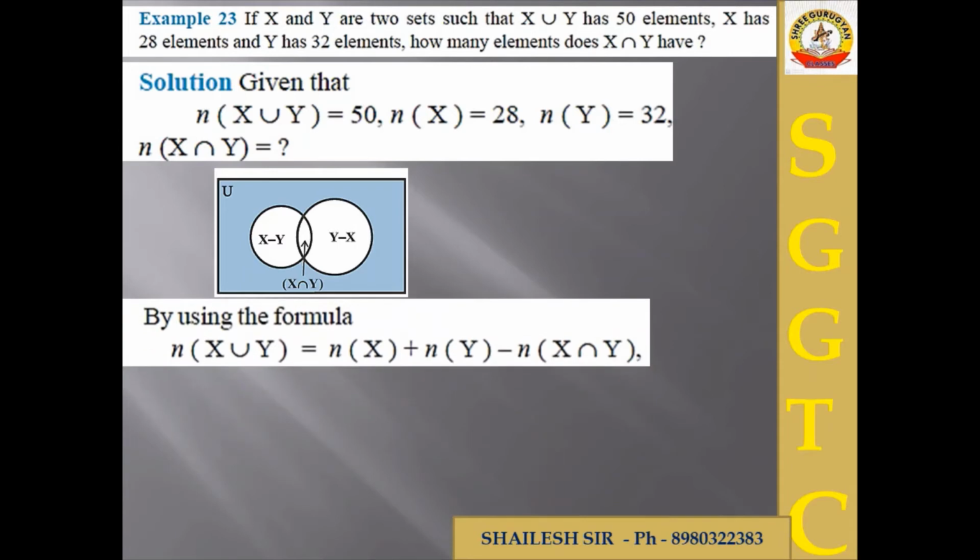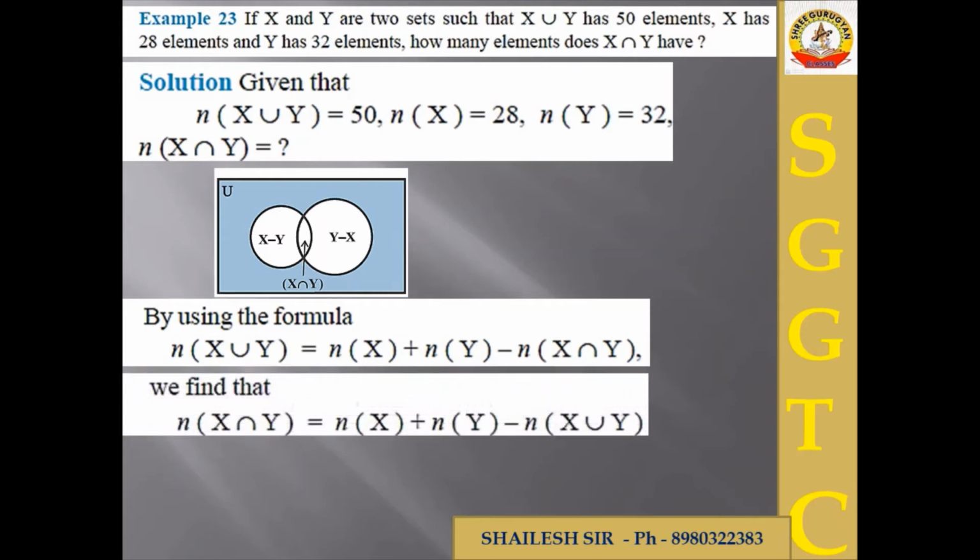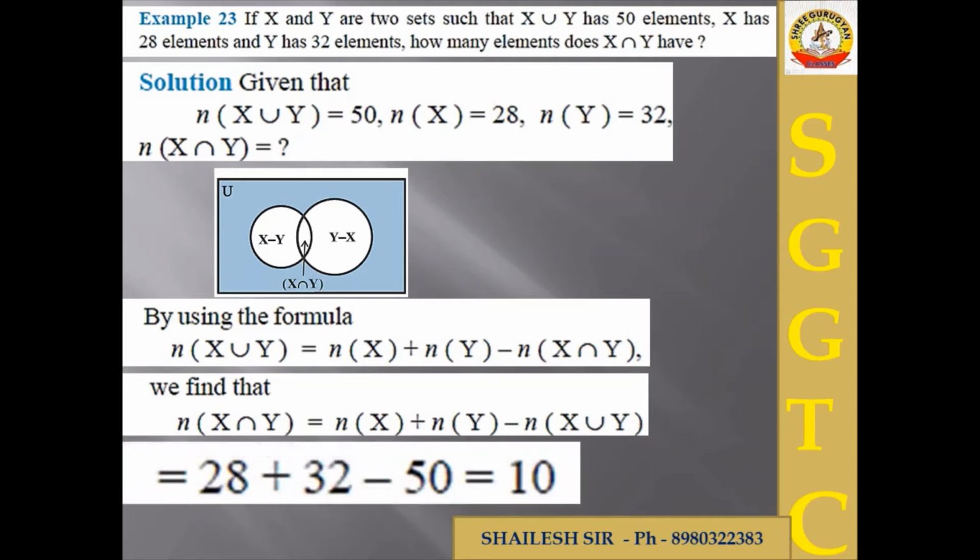And the formula you know: n of x union y is n of x plus n of y minus n of x intersection y. Putting in the values, you get all the values one by one. Definitely your answer is only and only 10: 28 plus 32 minus 50. This 10 indicates the elements that are common to both x and y.